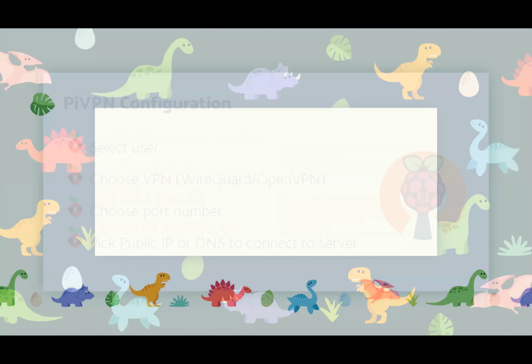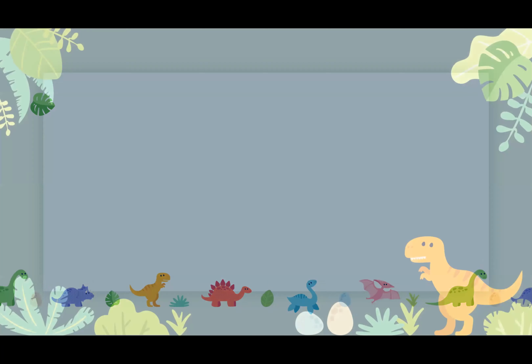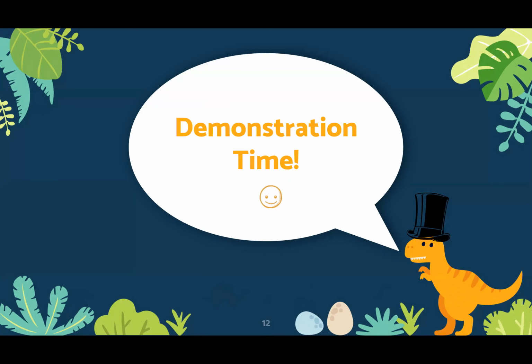And then lastly, the PiVPN configuration. You want to select a user that you want to add to the server. Then you choose your VPN service. For us, we chose WireGuard. Then you specify the port number and pick whether to use a public IP or your DNS to connect to the server. We ended up using our public IP. And now we're going to go ahead and demonstrate it.